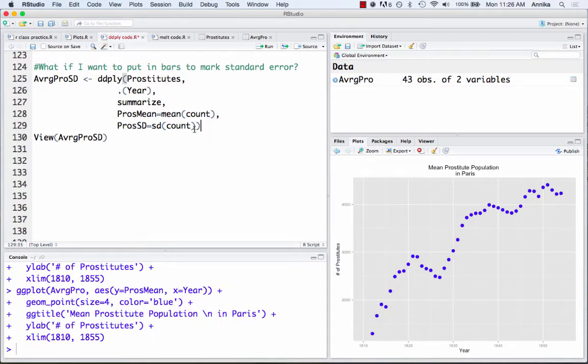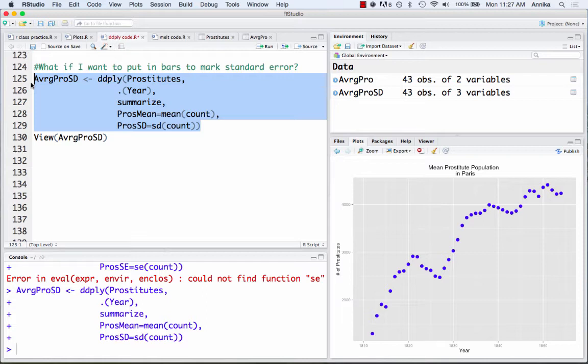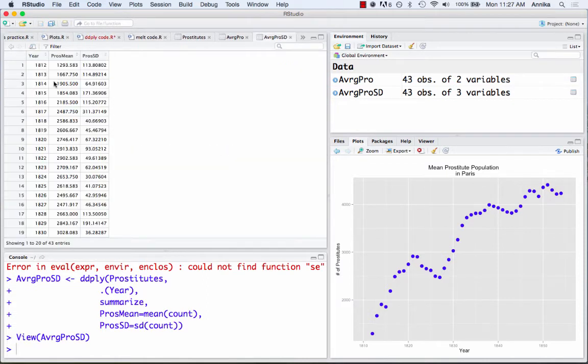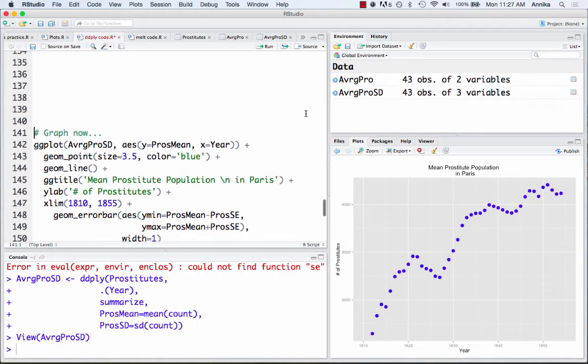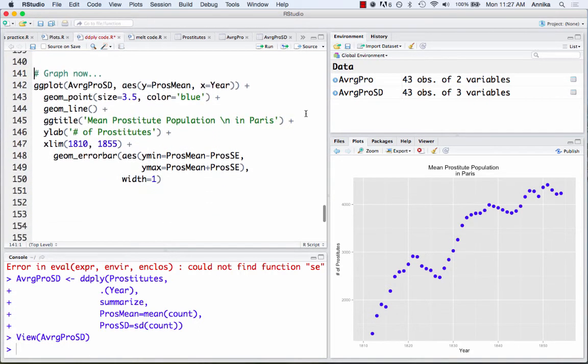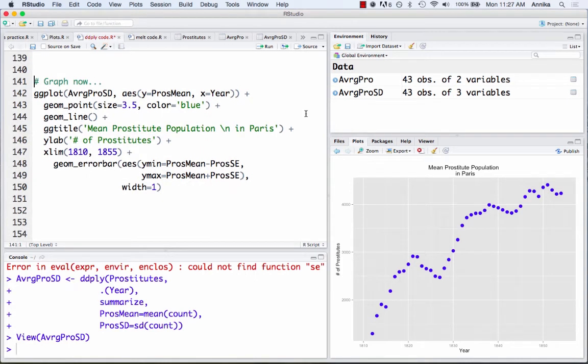So when I run this, it's going to make a new column called ProsSD, and it's going to have the standard deviation for each of those years. And if we look at this, we've now got the year, the mean of all the numbers for that year, and the standard deviation. Now, when we go to actually graph this, it's not as easy as just saying, all right, I want an error bar with the standard deviation. What we're going to need to do is, it's just another add-on, so it's not that difficult.